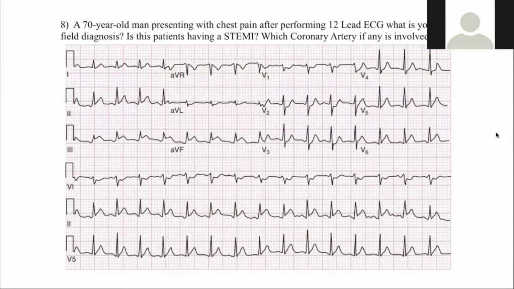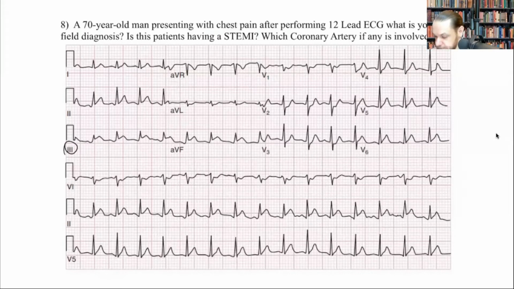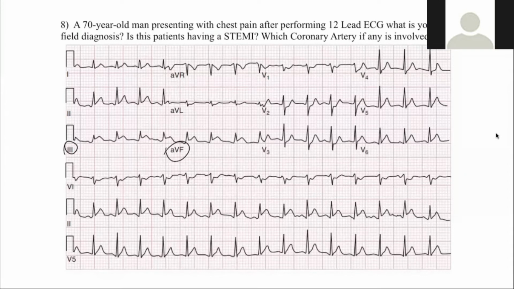A 70-year-old man is presenting with chest pain after performing 12-lead ECG. What is your field diagnosis? Is this patient having a STEMI? Which coronary artery, if any, is involved? So the first thing I see, it looks like lead 3 has elevation. Okay. It looks like AVF has elevation. Okay.